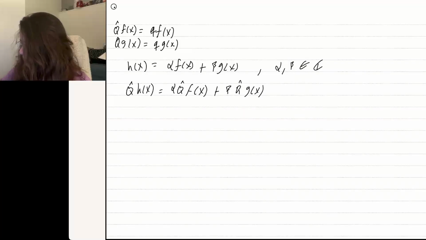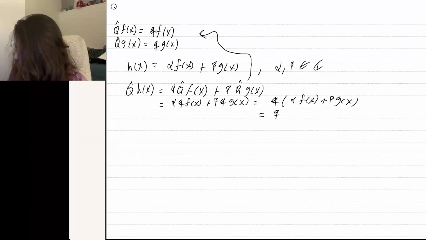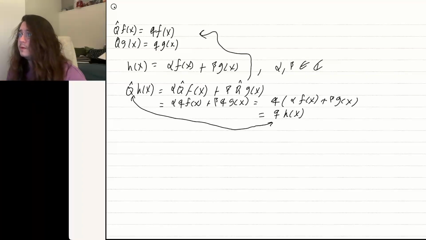And then just referring to the problem statement up here, we can evaluate both of those. So that's alpha lowercase q f of x plus beta lowercase q g of x, which we can group together to be q times alpha f of x plus beta g of x. In other words, q times h of x, which is the eigenvalue eigenfunction equation right there. So that works.